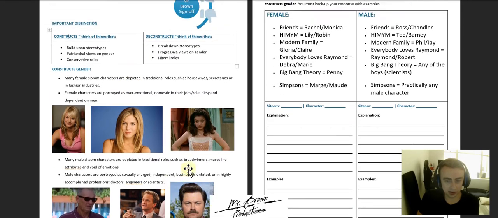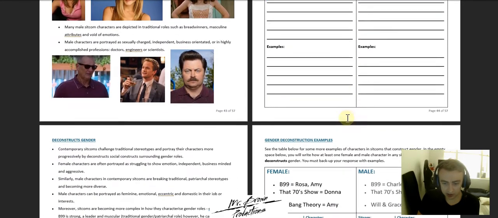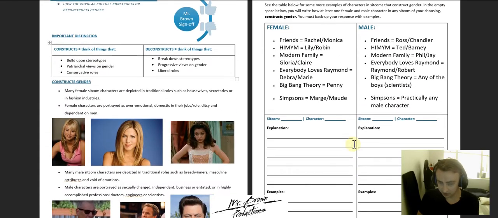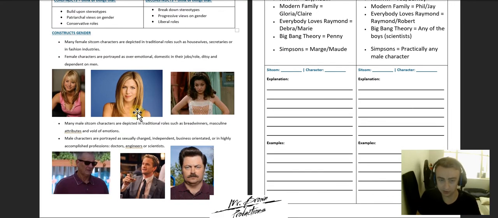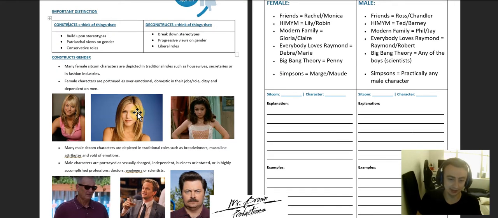So we're going to go into two sections. We're going to look at gender construction and then we're going to look at gender deconstruction. Now, whilst there's no official word bank here for this one, I want you to engage with each dot point by giving me an example of each.